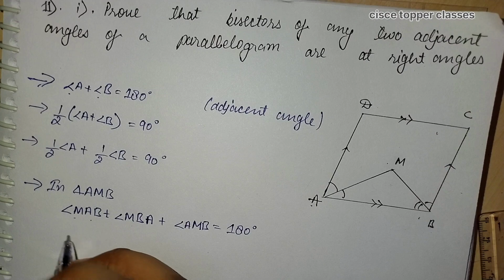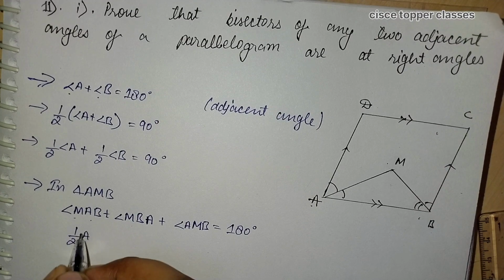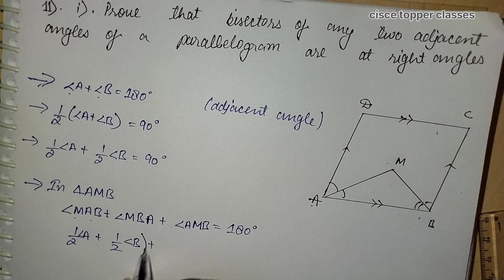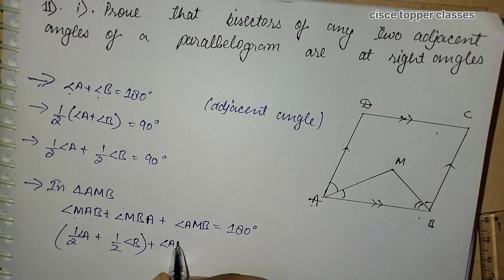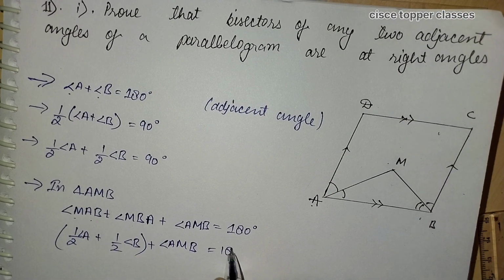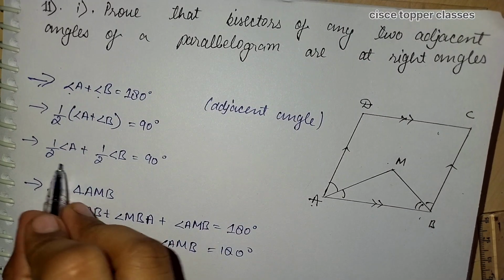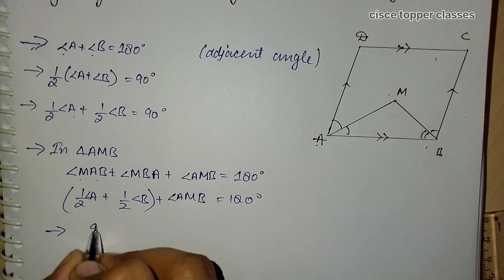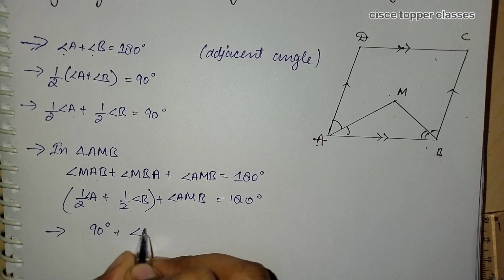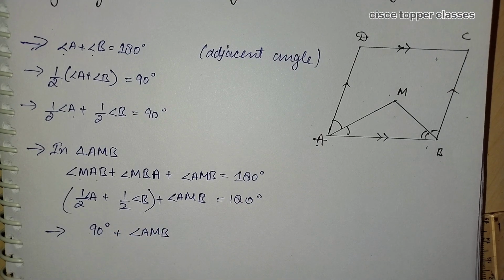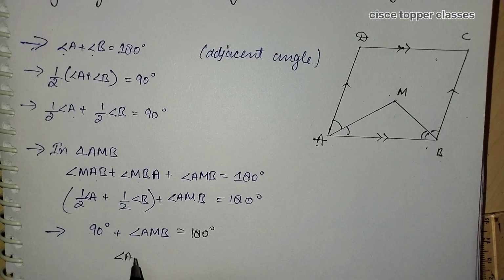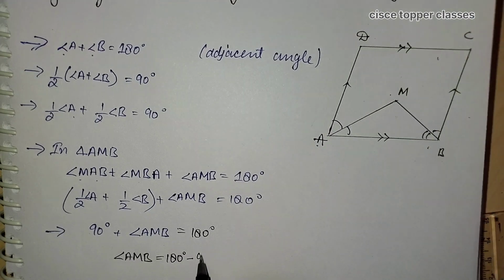So similarly we can write it as half of angle A plus half of angle B plus this part, and this is angle AMB which we have to find. Now we can simply put the value of half angle A plus half angle B. On putting it, we can write it as 90 degrees plus angle AMB. Now we can simply find the value of angle AMB from here. So this AMB is equal to 180 degrees minus 90 degrees.